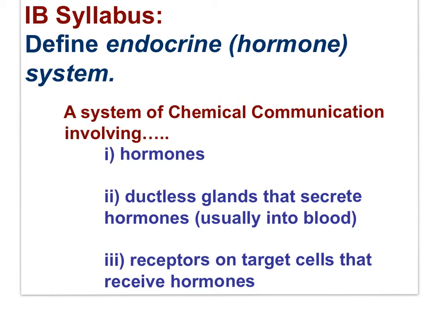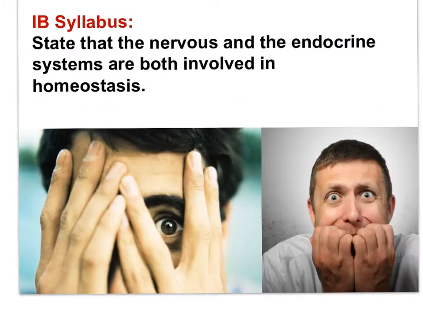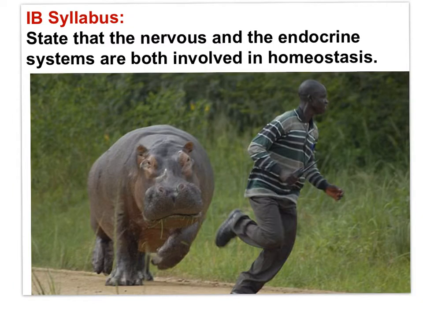We can define the endocrine hormone system as a system of chemical communication involving hormones. Hormones are molecules that are secreted by ductless glands, secreting those hormones right into the bloodstream to reach target cells that have receptors. The target cells receive the hormones as a result of the receptor on the target cell membrane. In fact, the endocrine system and the nervous system together serve to maintain homeostasis. Nerves and hormones together are serving to ensure the survival of the human.